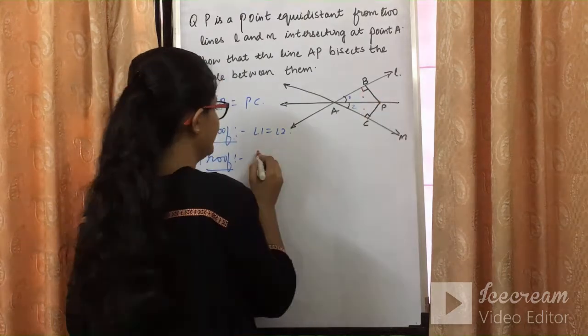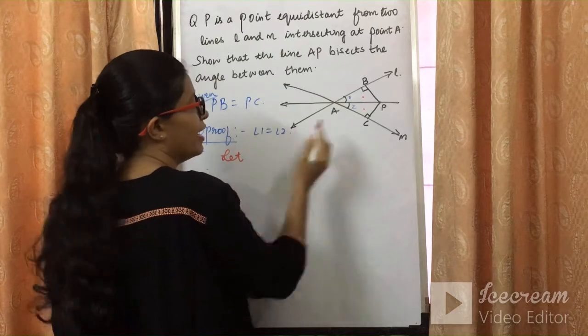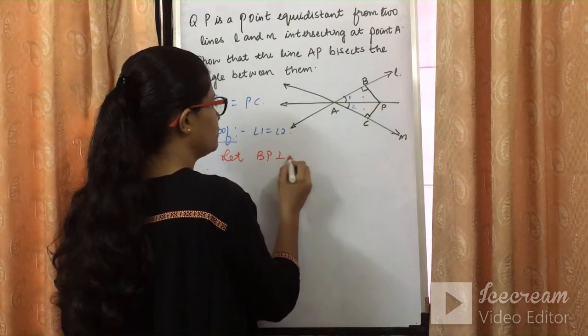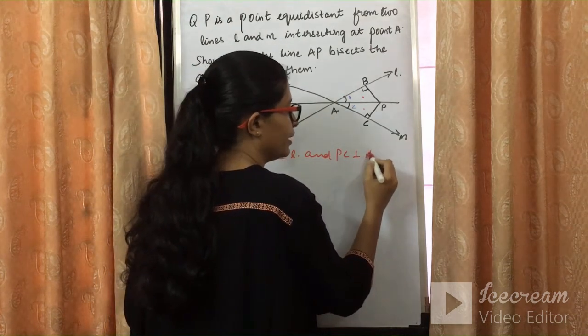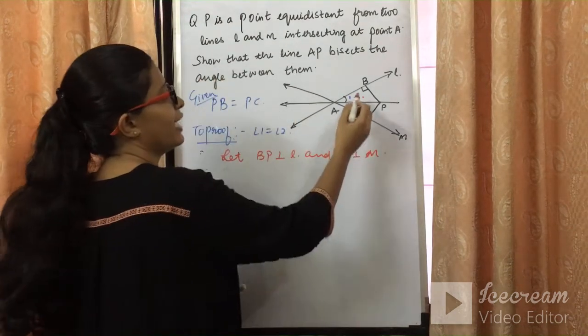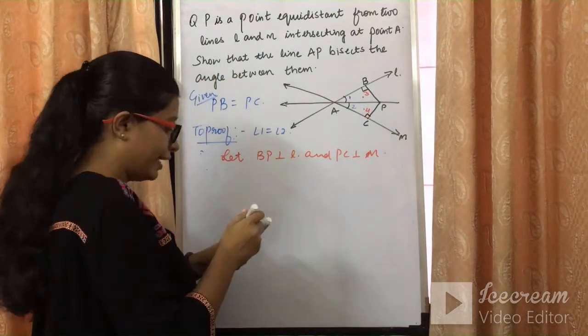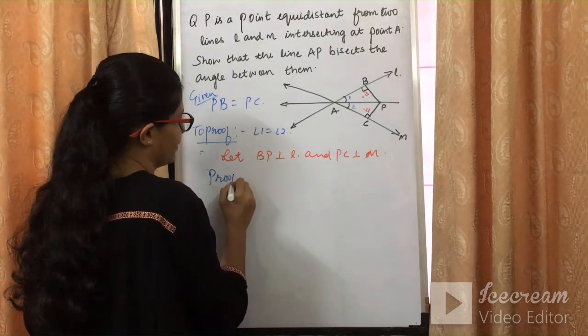Before doing the proof, we will write let BP is perpendicular to L and PC is perpendicular to M. So we can say that if this is angle 3 and this is angle 4, angle 3 and angle 4 are equal, which is 90 degree. So let's see the proof here.